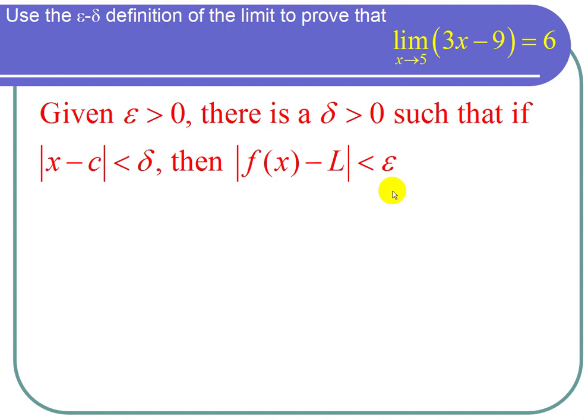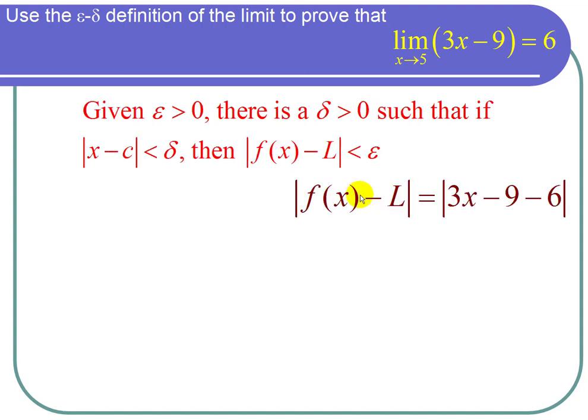So we start out by noticing here c is 5. So we want to say that if |x minus 5| is less than delta, then f of x, which is 3x minus 9, minus L, which is 6, is supposed to be less than epsilon. So I'm going to start with a little scratch work, and I'm going to look at this |f of x minus L| less than epsilon. So f of x minus L is 3x minus 9 minus 6. Do the arithmetic, and I got 3x minus 15.